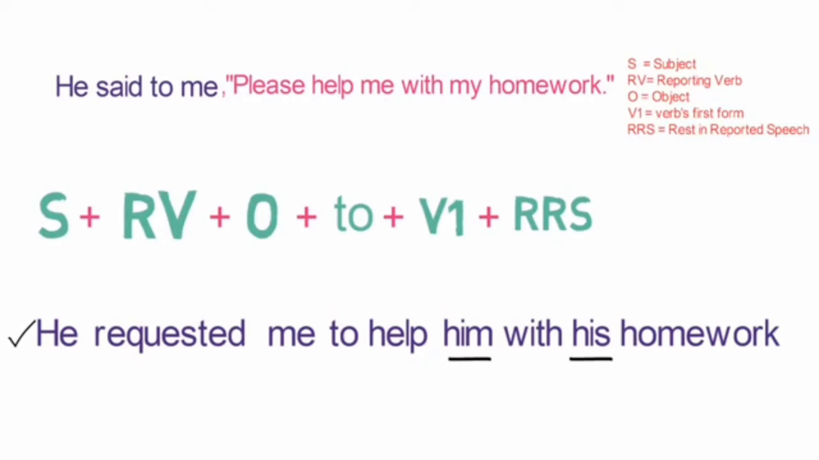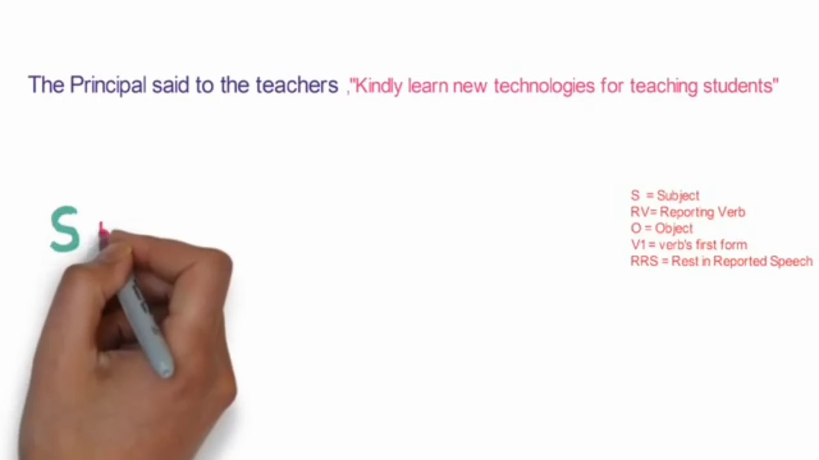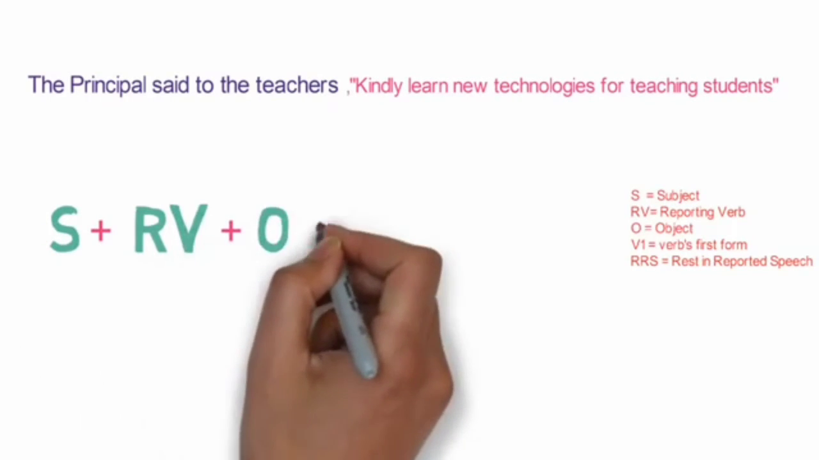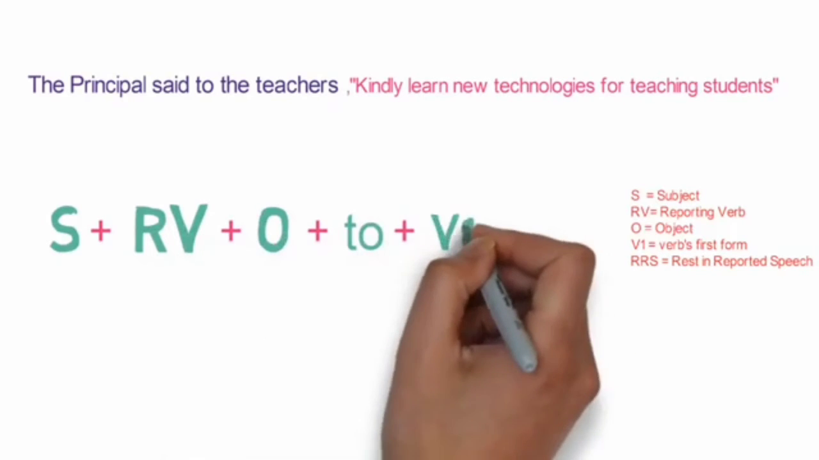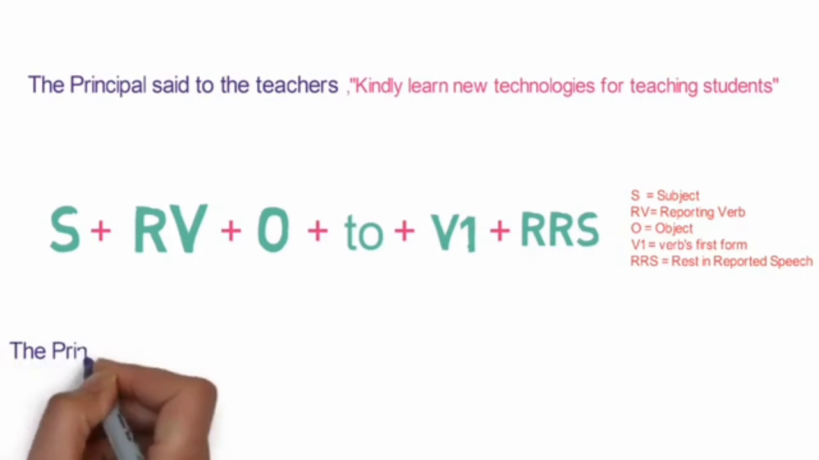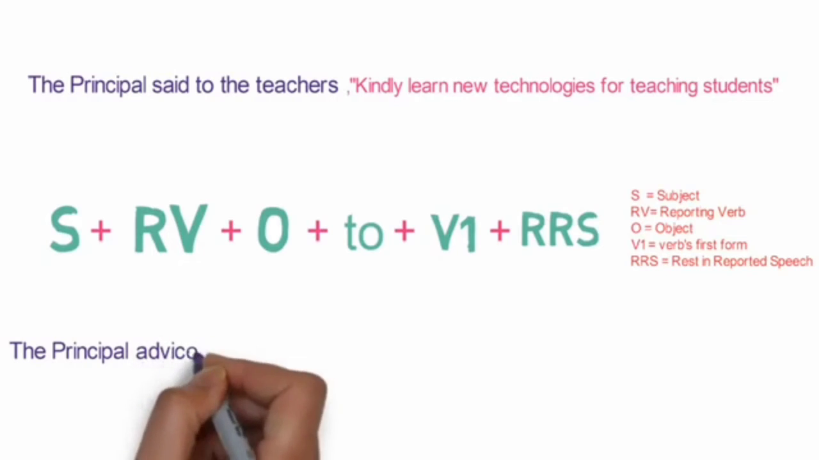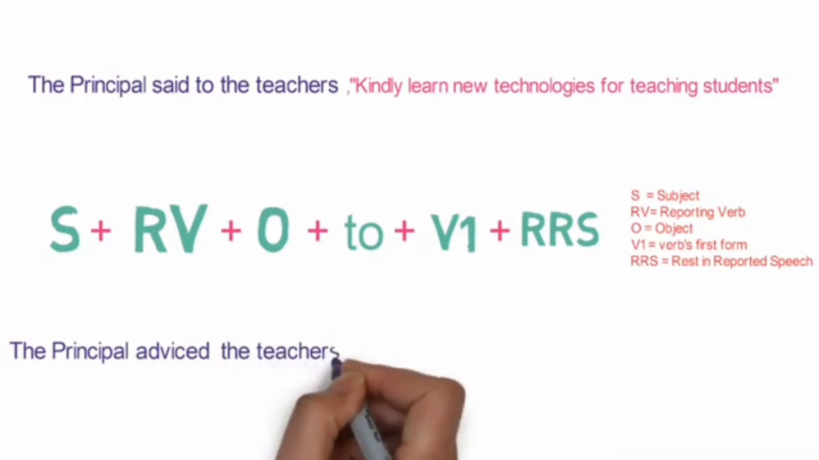Let's look into the next example. The principal said to the teachers, kindly learn new technologies for teaching students. Our structure is subject plus reporting verb plus object plus to plus verb's first form plus remaining part of the reported speech. The subject is the principal. As per the sense or the meaning, he is advising the teachers. So reporting verb will be advised. The object is the teachers.